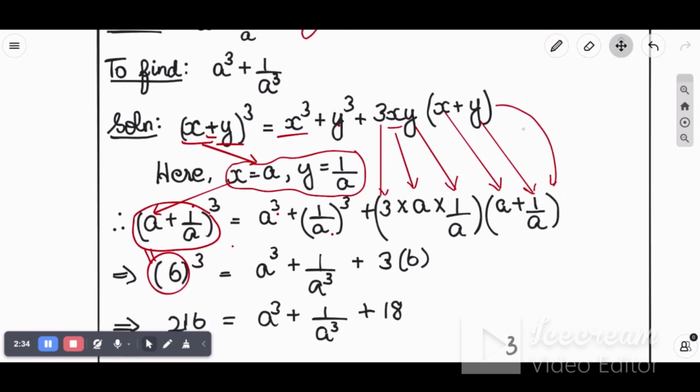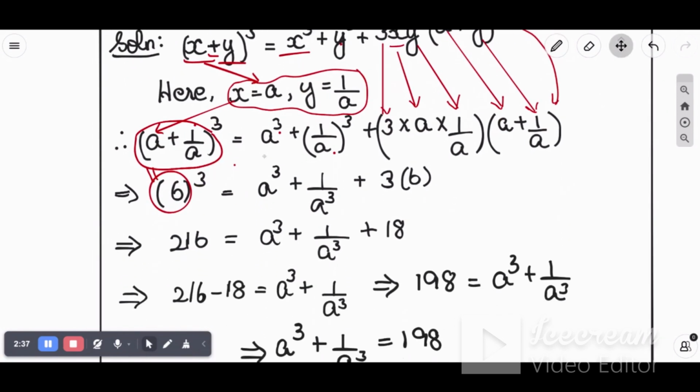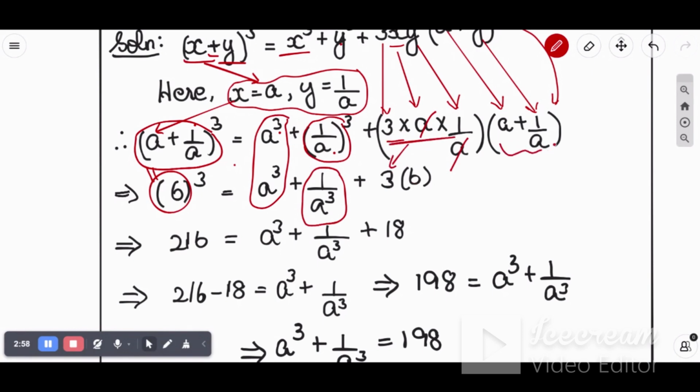And in the next step, a cube you have to write as such. And 1 by a cube, since the a is in the denominator, 1 by a the whole cube can be written as 1 by a cube. Then this a and a will get cancelled, so it is 3 into 1, which is nothing but 3. And this a plus 1 by a, the value is 6, because a plus 1 by a is equal to 6 is given.